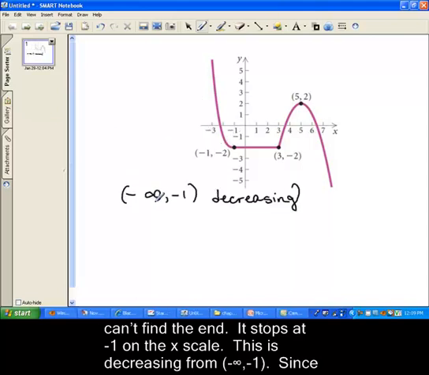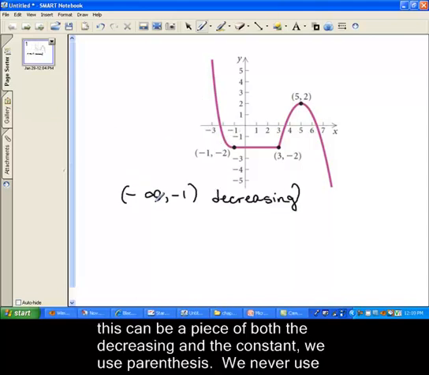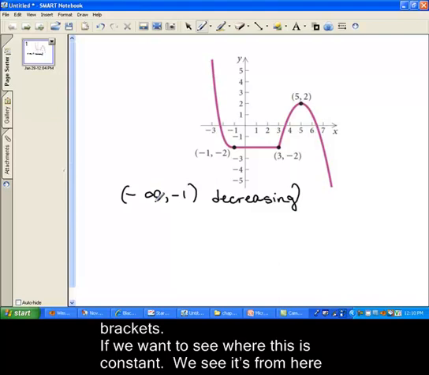Remember, we never use brackets. Even though -1 is included on the graph, it can be a piece of both the decreasing and the constant, so we do not use brackets. We only use parentheses. Okay, now, if we want to look and see where this graph is constant, from here to here is where this graph is constant.